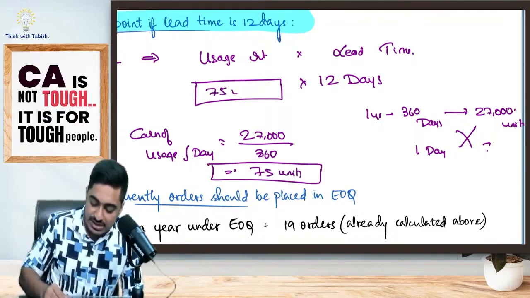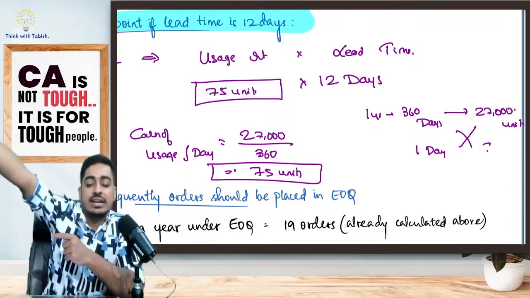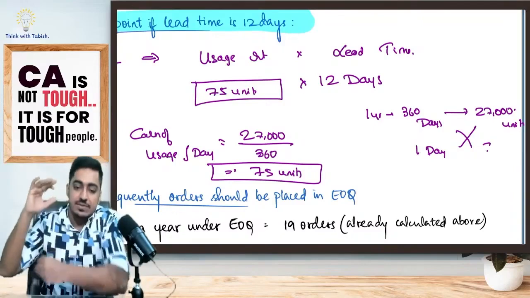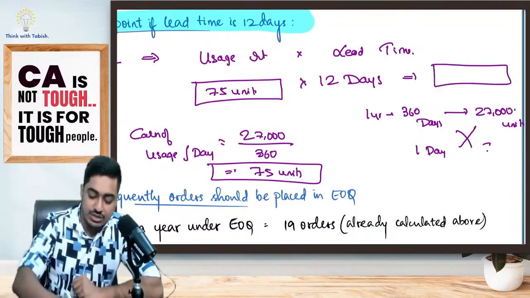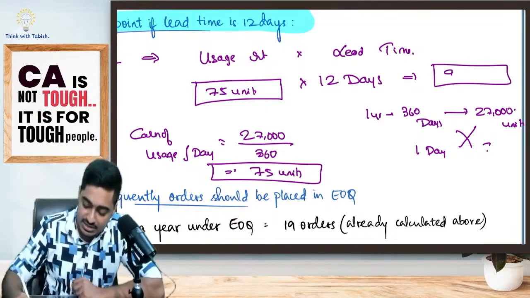So look at this, everyone. Daily 75 units I am using. If I place an order, at least how many days will my supplier be taking? 12 days. That means 75 into 12 days. How much quantity should be there while I am placing a fresh order? 75 into 12. 900 spare parts.